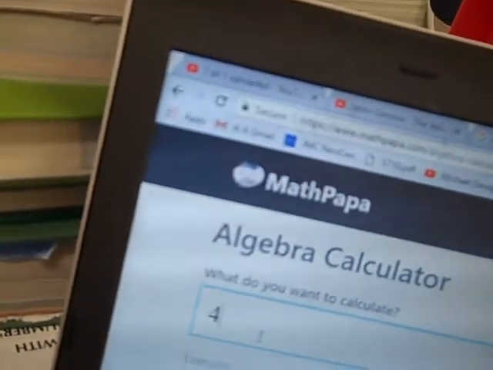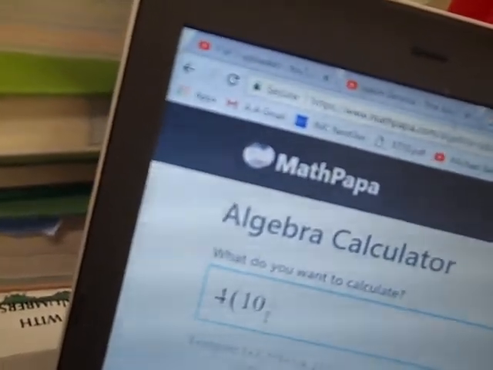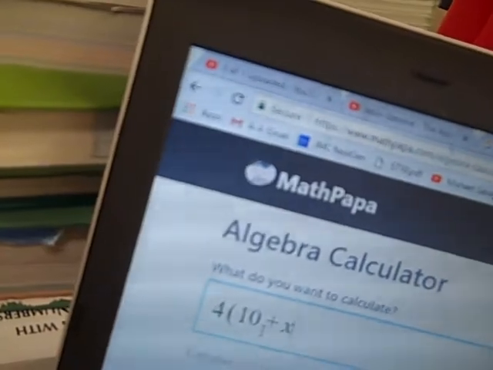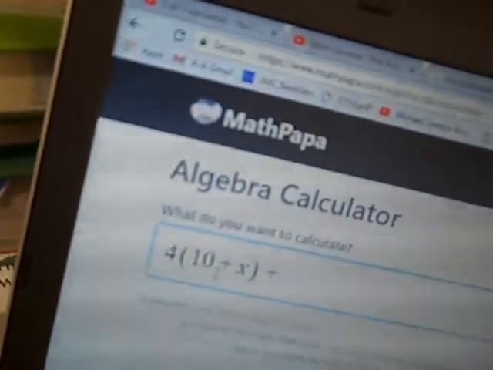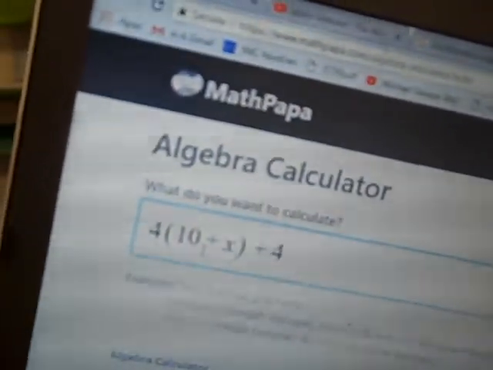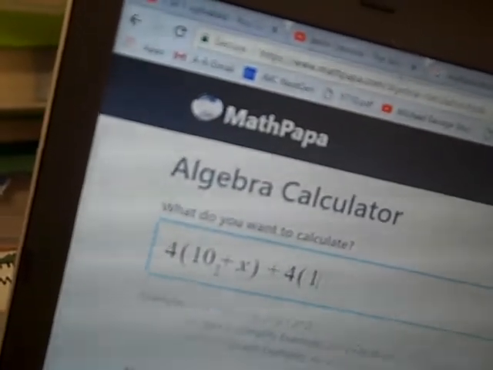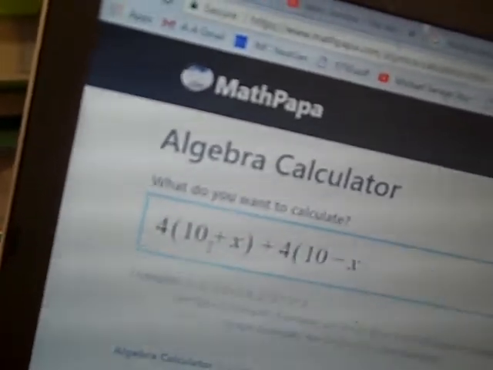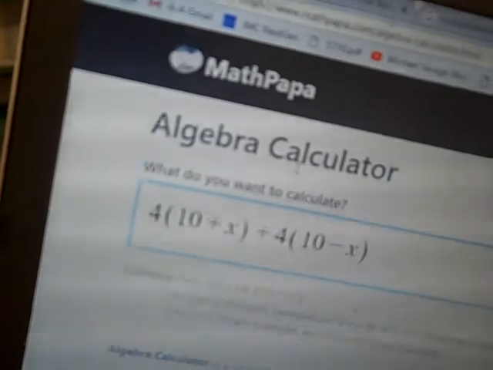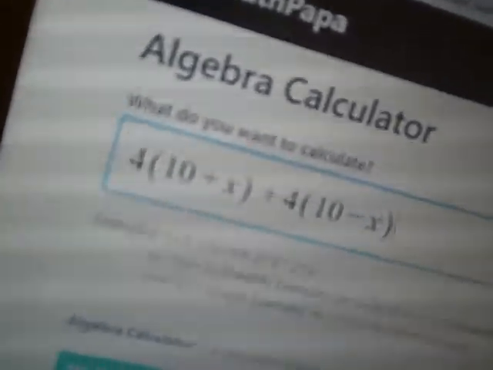So 4 parentheses 10 plus x plus 4 parentheses 10 minus x. I calculate, I got just 80, okay? So this side has 80.